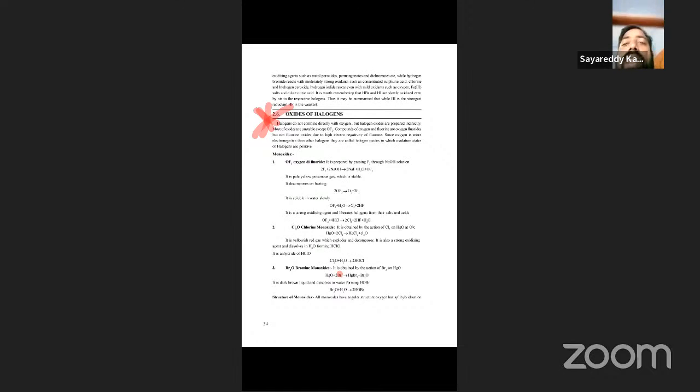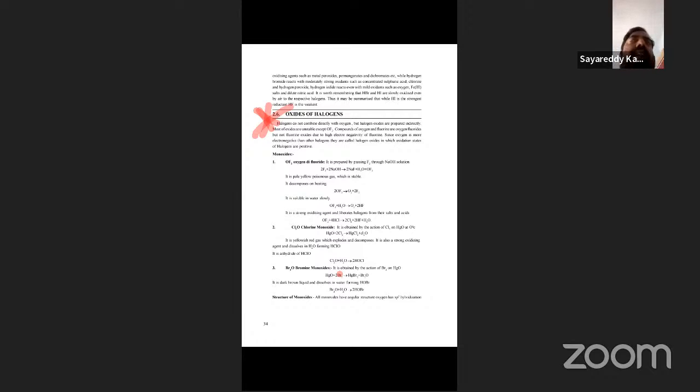Oxides of halogens. Halogens do not combine directly with oxygen, but halogen oxides are prepared indirectly. Most of the oxides are unstable except OF2, oxygen difluoride. Compounds of oxygen and fluorine are oxygen fluorides, not fluorine oxides, due to the high electronegativity of fluorine. Since oxygen is more electronegative than other halogens, they are called halogen oxides.